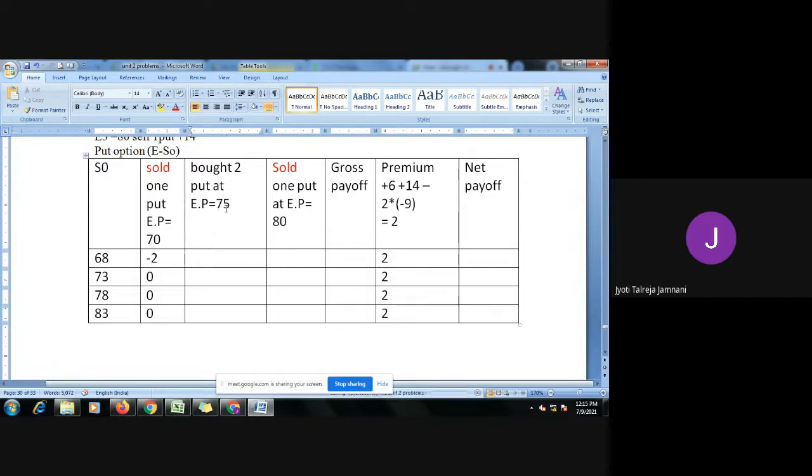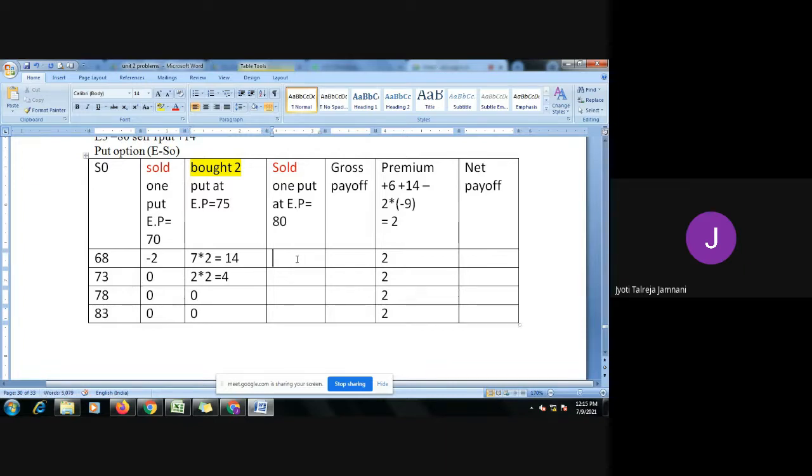So E minus S naught, 75 minus 68, the gain is 7 rupees. Times 2 we will do because we have bought two options here, so 2 times we will get. So 7 into 2 is 14. Then 75 minus 73, 2 rupees gain into 2 is equal to 4. Then 75 minus 78 is 0, and 75 minus 83 is 0, because we are getting a negative. 75 minus 78 is minus 3. We'll lapse the option. 75 minus 83 is minus 8. We will again lapse the option.